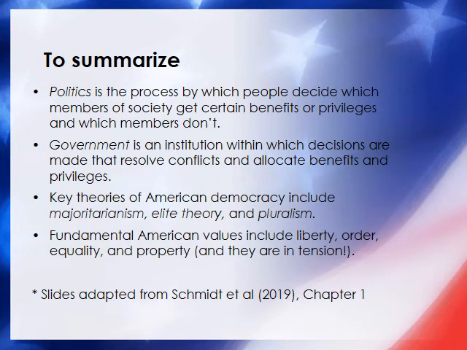So to summarize, politics is the process by which people decide which members of society get certain benefits or privileges and which members don't. Government is an institution which makes decisions to resolve conflicts and allocate benefits and privileges. Some key theories of American democracy include majoritarianism, elite theory, and pluralism. There are fundamental American values that are in tension with each other: liberty and order, equality and property rights and wealth. And these are things that I want you to explore in your analysis paper.